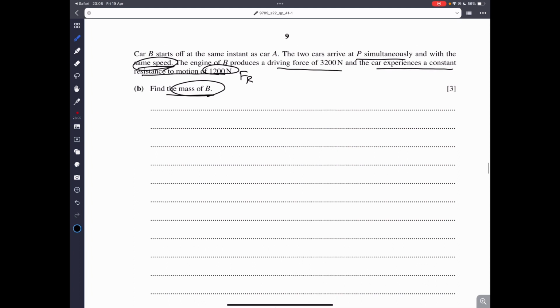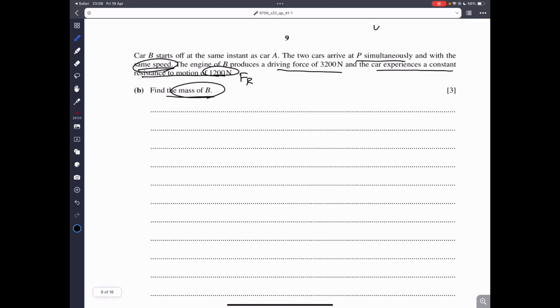Well, it has the same speed. So it is initially 0 meters per second, the same as A. Final speed also 25 meters per second. Okay.